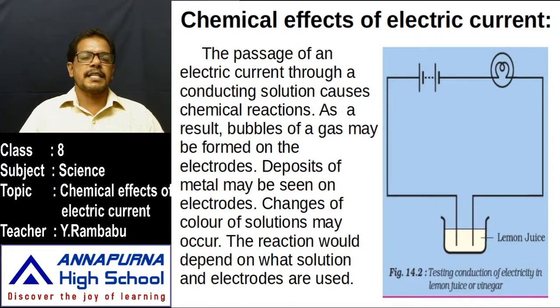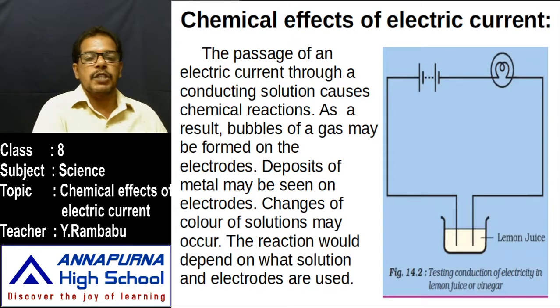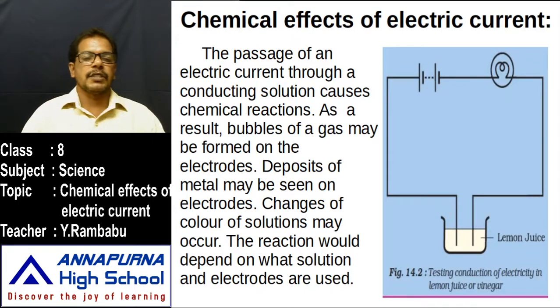It splits into its respective ions, that means positively charged ions and negatively charged ions. These ions carry the charge and these ions are deposited near the electrodes. Like that, the chemical reaction takes place when the current passes through the liquids, electrolytes.